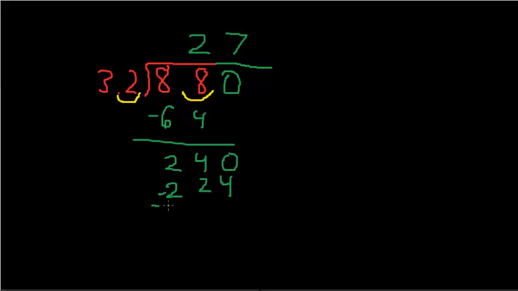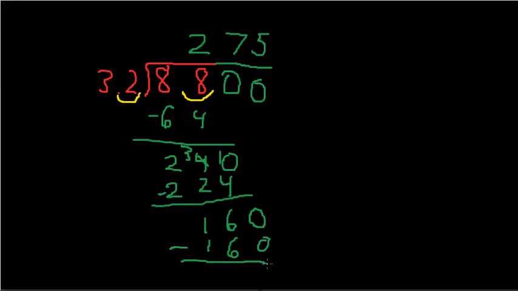224. Subtract that. Borrow from our 4. So we have 16. Add another 0, bring it down. 32 goes into 160 5 times. 5 times 32 is 160. Subtract that, we have no remainder left over, so we are done. We move our decimal point up from where it was, and we have 2.75, or 2 and 75 hundredths.